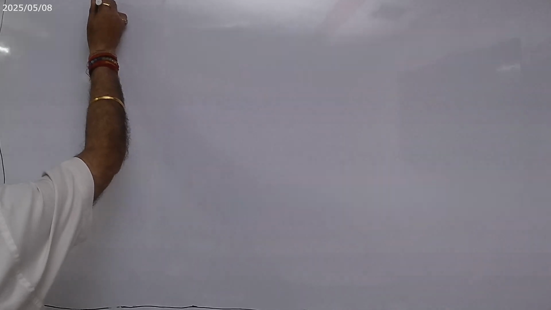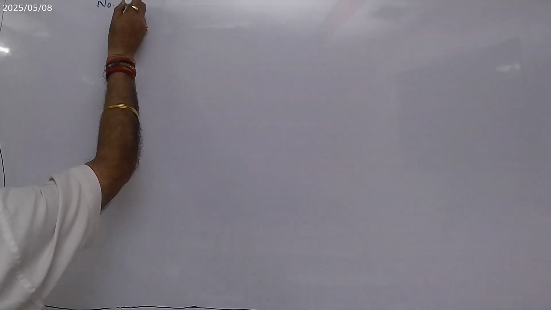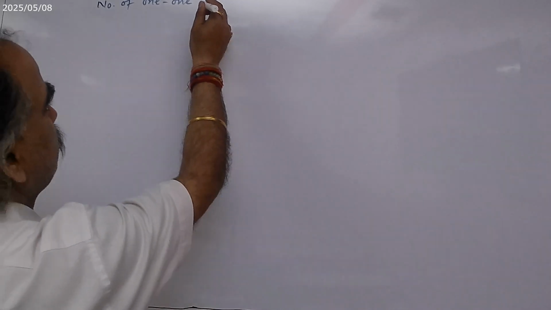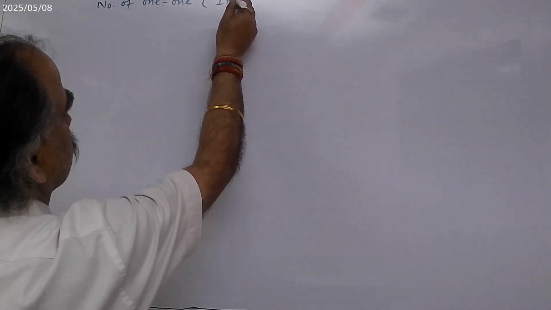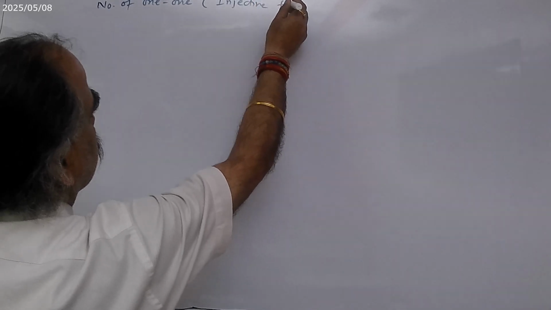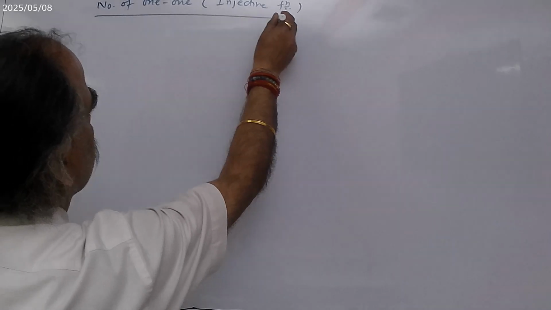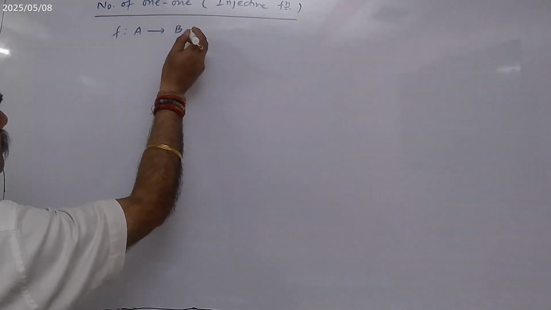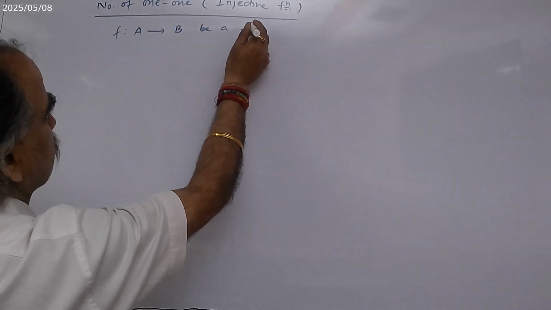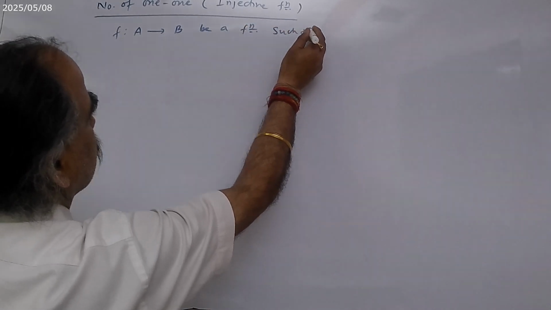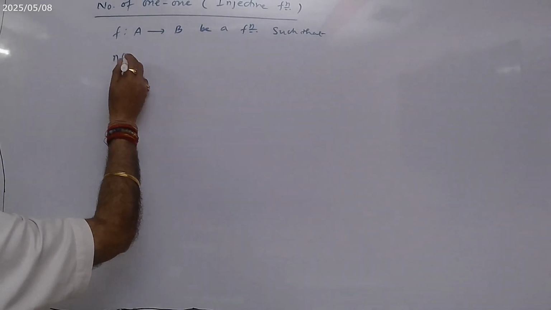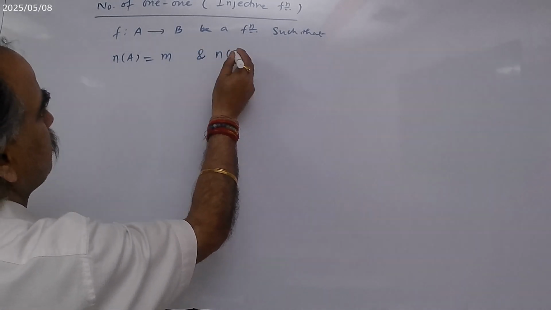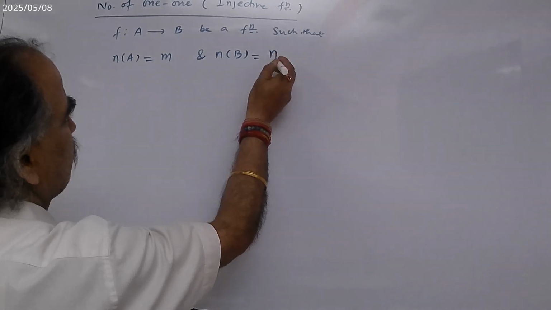Number of one-one or injective functions. Let f from set A to set B be a function such that number of elements in A is m and number of elements in B is n.